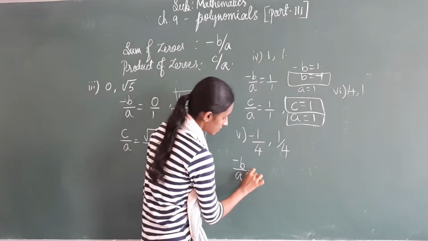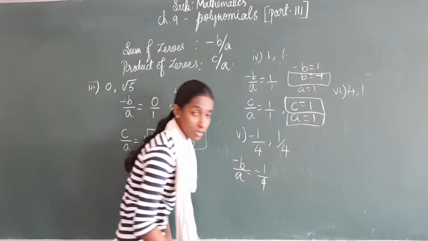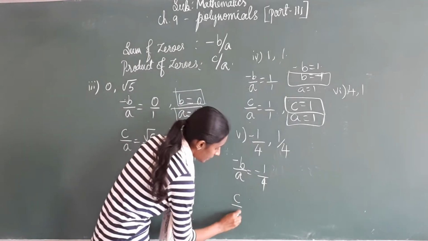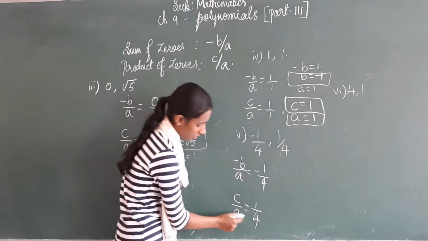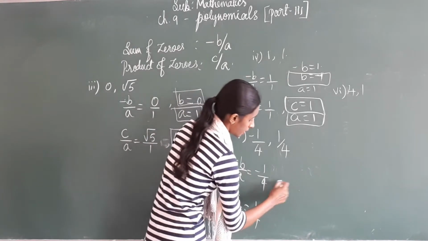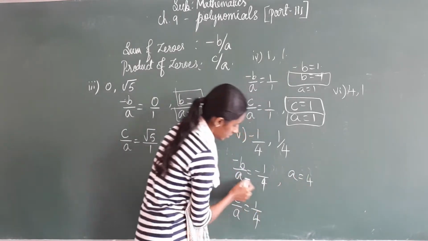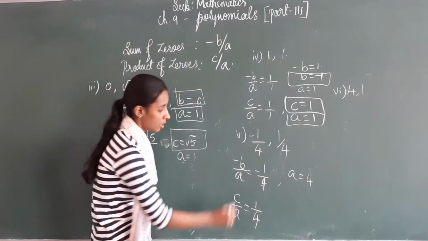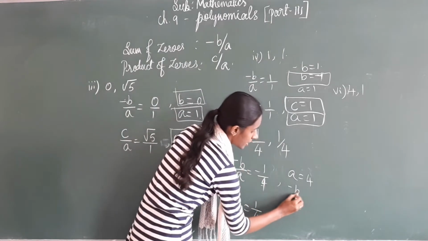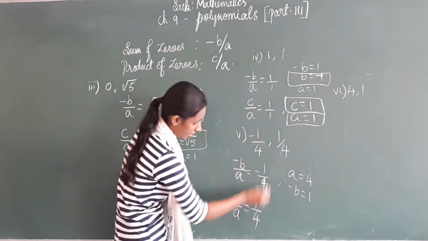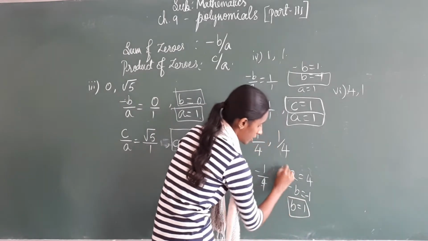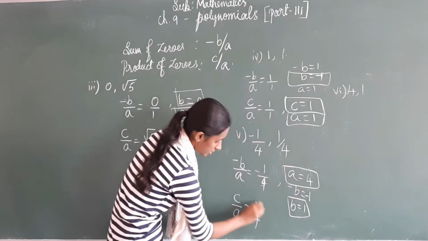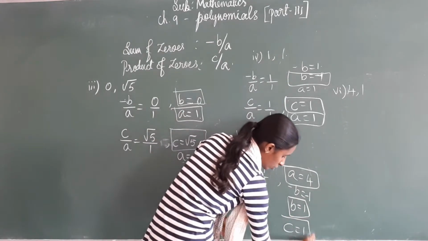Now here, minus b by a is minus 1 by 4, and c by a is 1 by 4. So from this, a is equal to 4 if you equate. What about b? Minus b is equal to minus 1. So therefore, b is equal to plus 1. b is equal to 1. And c is equal to 1.